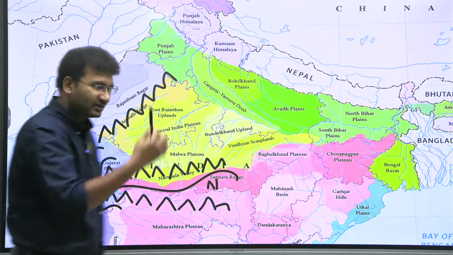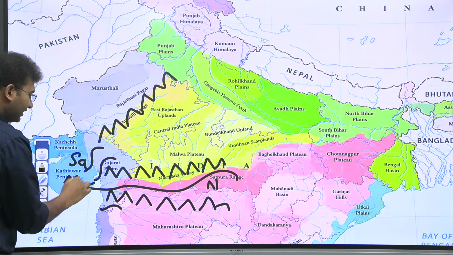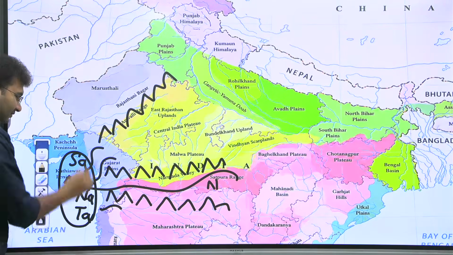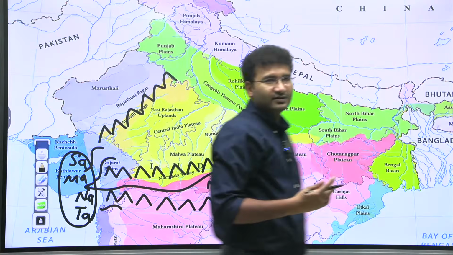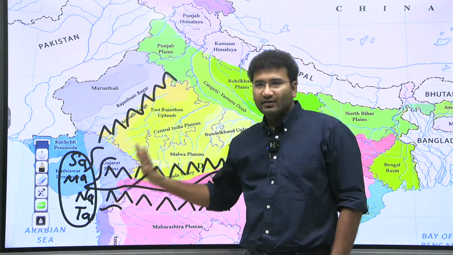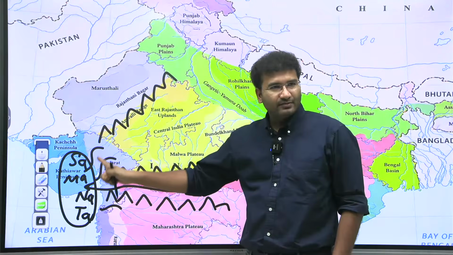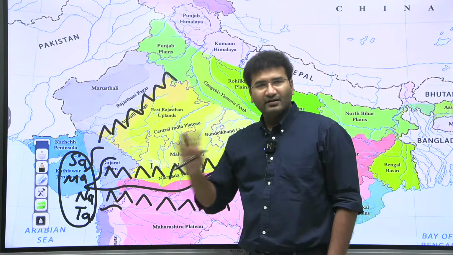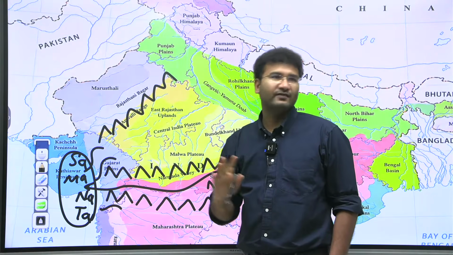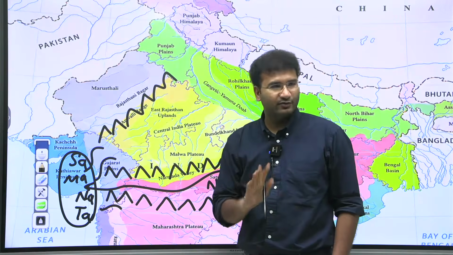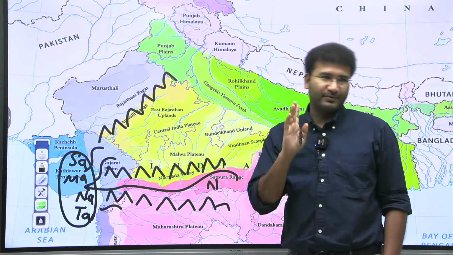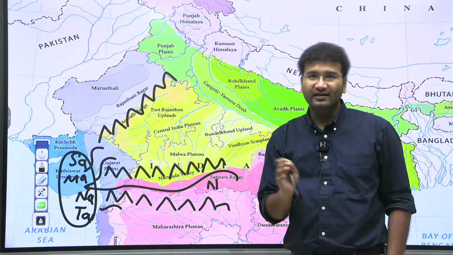So these are the west-flowing rivers. It is easy to remember from north to south: Sabarmati, Mahi, Narmada, Tapi. Mahi, Narmada, and Tapi, all three flow in rift valleys. Remember this. So the Vindhyas are called escarpments. Remember, the Vindhyan mountains are escarpments.